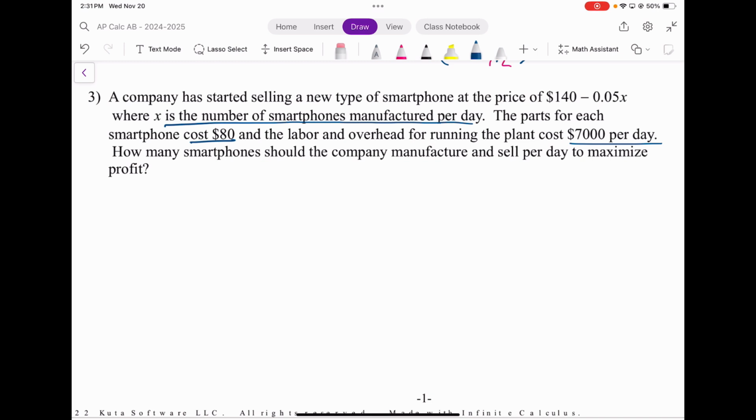So last class, I showed you guys an example involving maximizing profit. Remember, profit is revenue minus cost. We use pi for profit, right? Revenue is the number of smartphones times the price, and they actually give us the price right here. This is your price. And so I'm just going to take price, which is this, times quantity. That's my revenue.